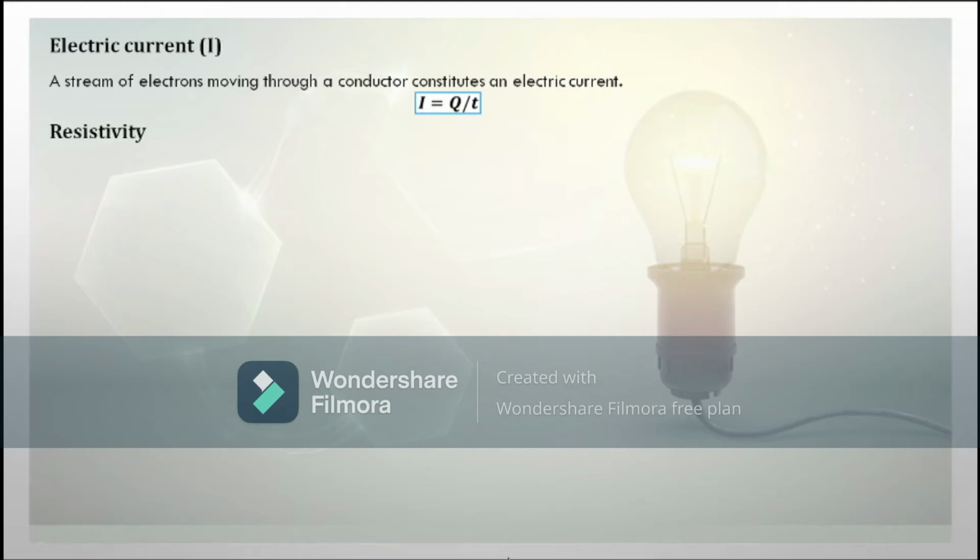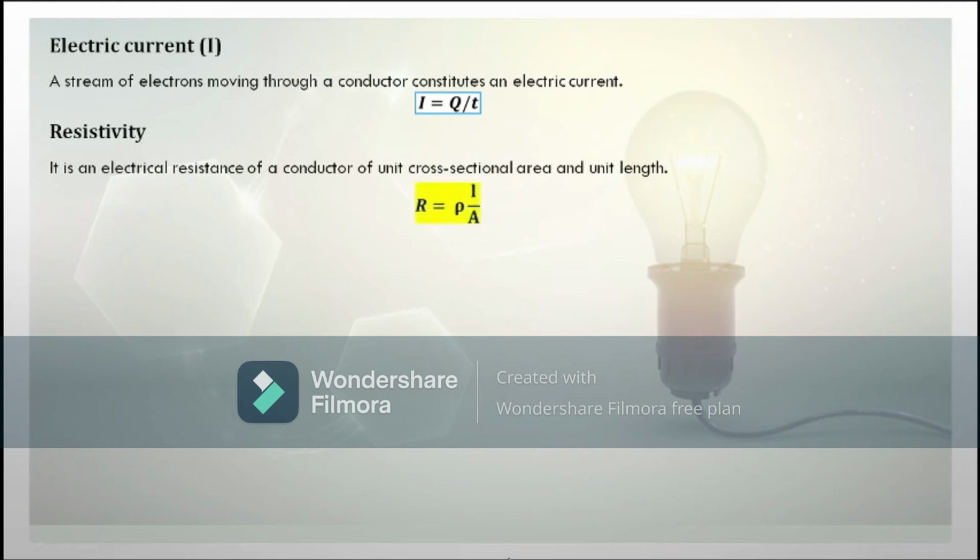Then we will go to the next point, that is resistivity. You should know what resistivity is. It is the electrical resistance of a conductor of unit cross-sectional area and unit length. This can be represented in the form of an equation, R is equal to rho into L by A. Here R is the resistance, rho is the resistivity, L is the length and A is the area of cross-section. To calculate resistance and resistivity, we can use this formula.